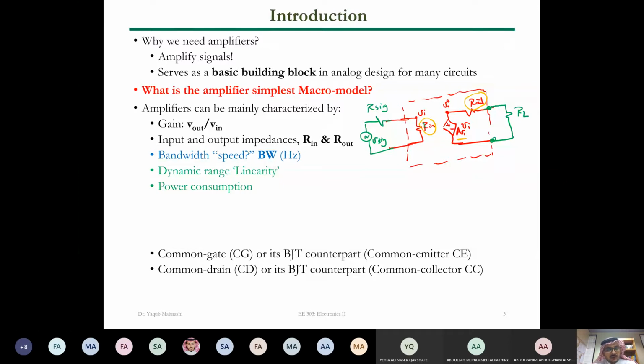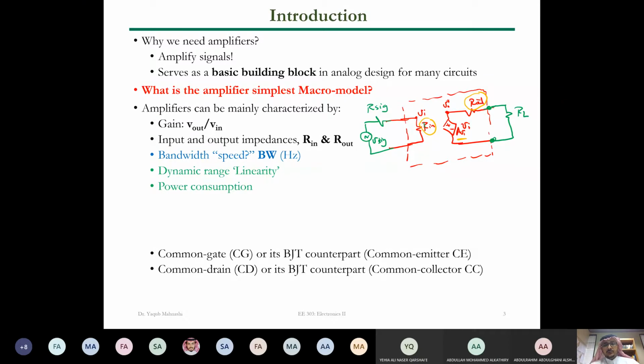This is true for some frequencies, but if you go to higher frequencies, maybe gigahertz or terahertz, will this amplifier still amplify the signal with the same gain? The answer is obviously no, because when you increase the frequency, because of the effect of capacitors in the circuit, those capacitors will attenuate the signal. In other words, it is a gain reduction.